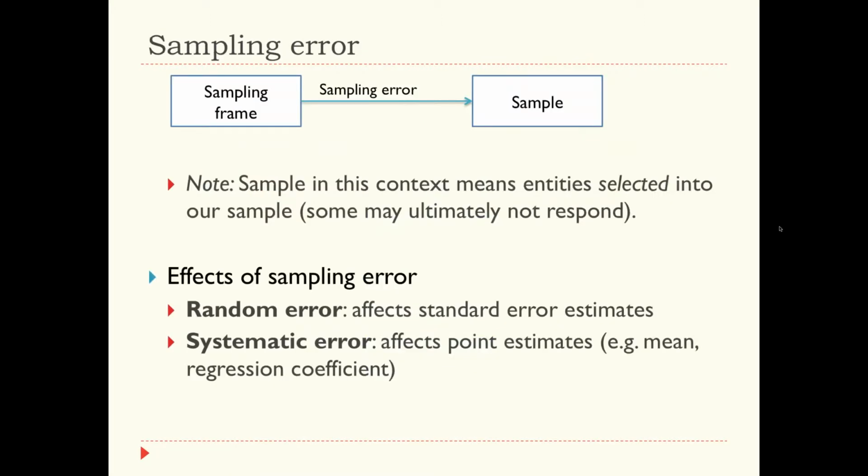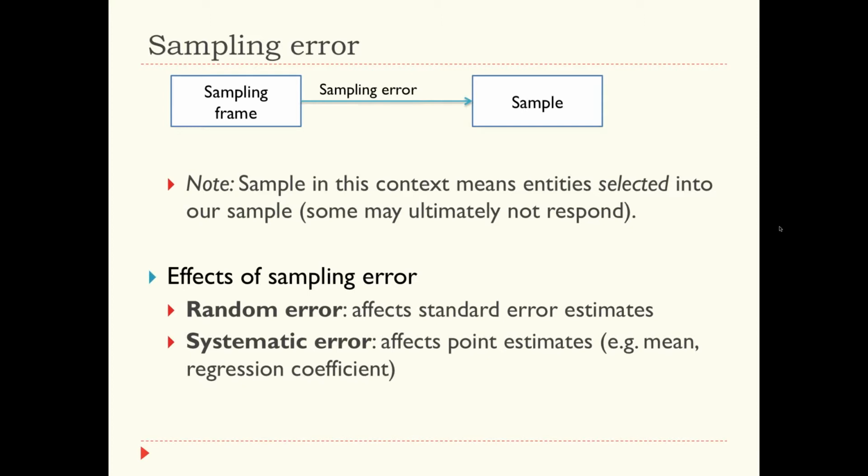Okay, so again, what is sampling error? Again, keeping in mind that I'm talking about the entities that are selected into our sample. Normally when we talk about a sample, when we're using some data, what we have in mind is those particular elements that are in our data set. But here I'm at a higher level, before that, where we're talking about how you go about deciding who you're going to approach to be in your data set.